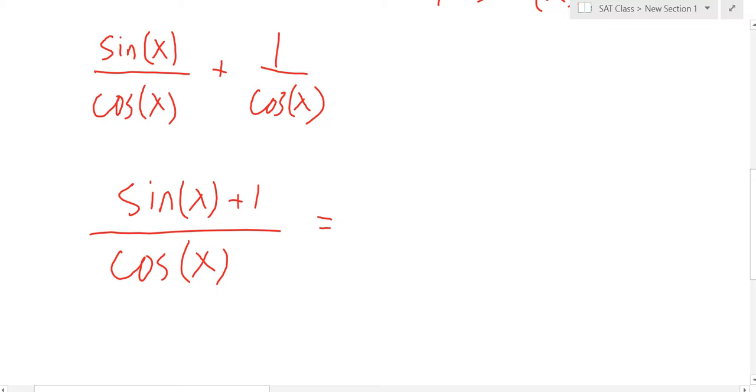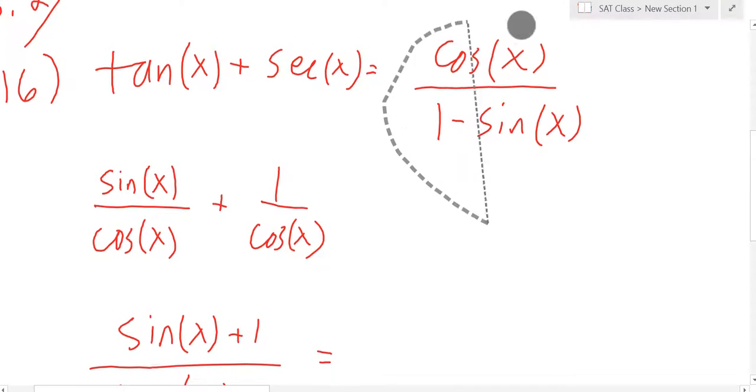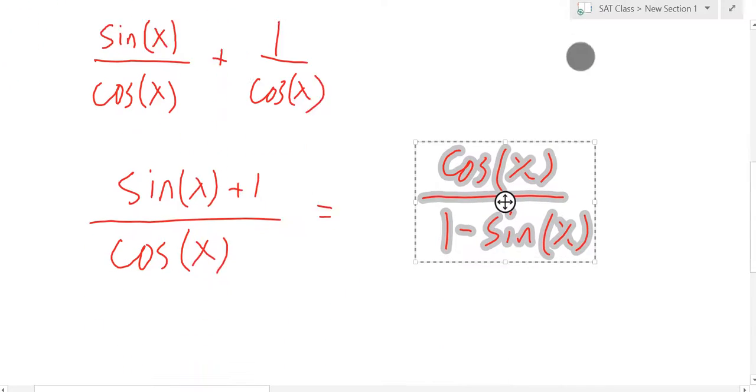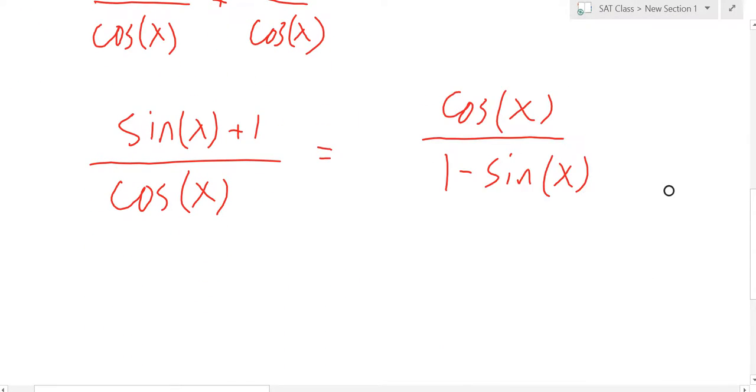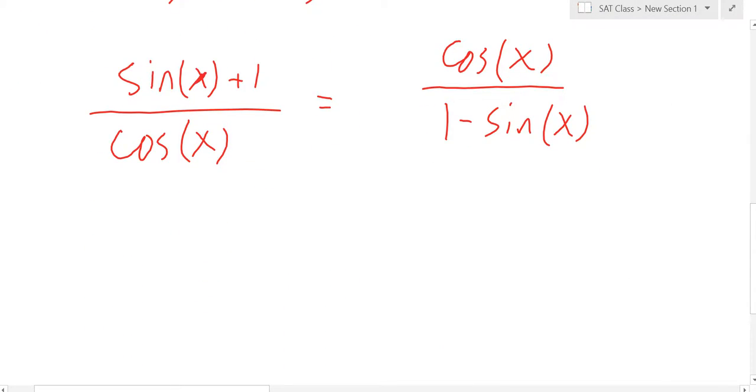cosine x. Okay? And again, we're trying to get, let me pull this thing down here. We're trying to get this thing over here. So we're not there, right? And then you got to start thinking like, well, how the heck do I get a sine x plus 1 to become a cosine? Now, we can't turn sine into a cosine.